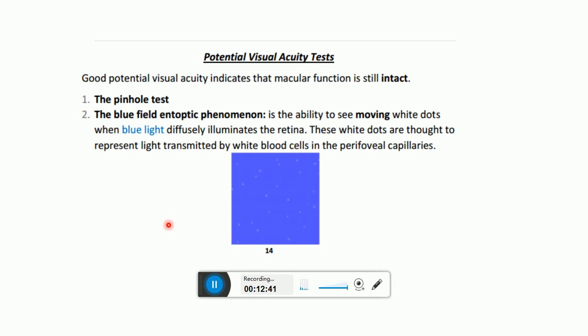Potential visual acuity tests may be used to assess the potential visual acuity of eyes in which it is not possible to see the macula, for example because of a cataract. Good potential visual acuity indicates that cataract surgery is likely to be of benefit. The simple clinical test is the pinhole test. Blue field entoptic phenomenon is the ability to see moving white dots when blue light diffusely illuminates the retina. They are thought to represent light transmitted by white blood cells in the perifoveal capillaries. When this phenomenon is present, macular function is grossly intact.